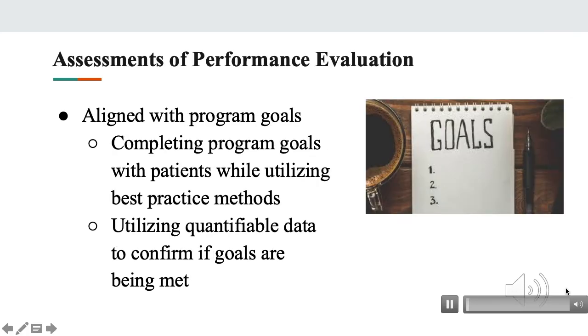Physical therapists and physical therapist assistants get assessed on performance evaluation. These assessments are aligned with program goals. They complete the program goals with patients while utilizing best practice methods, and they also utilize quantifiable data to confirm if the goals are being met.